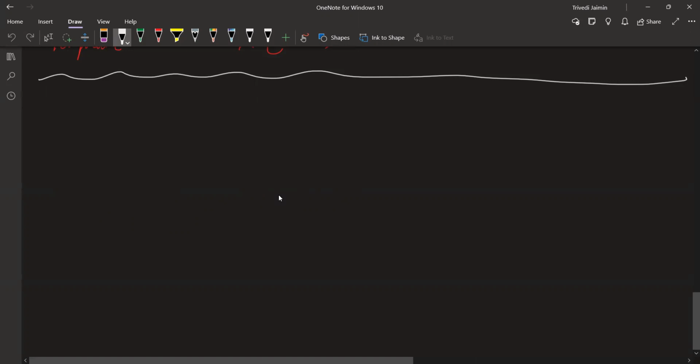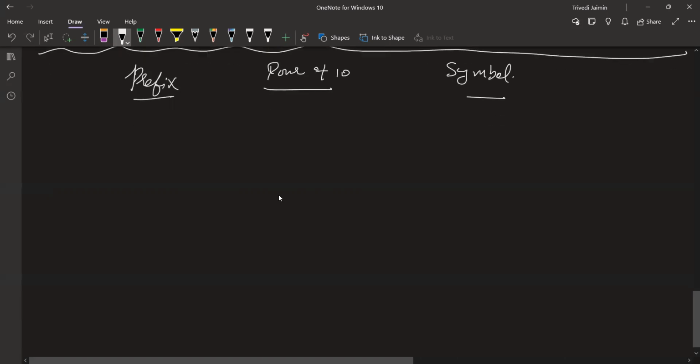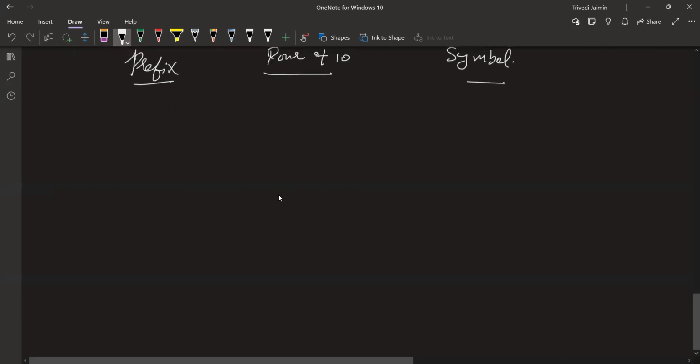Okay, so let's write this way. Prefix, power of 10, and symbol. Okay, then let's start with deca in between. Power 10 to the power 1, and symbol is da.